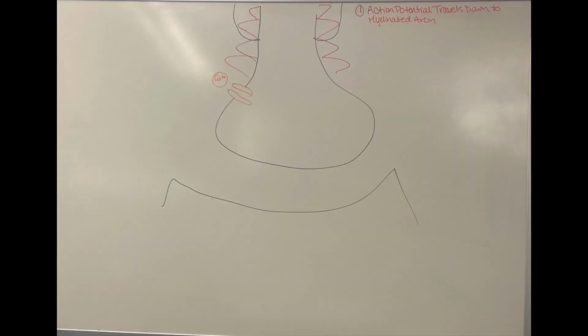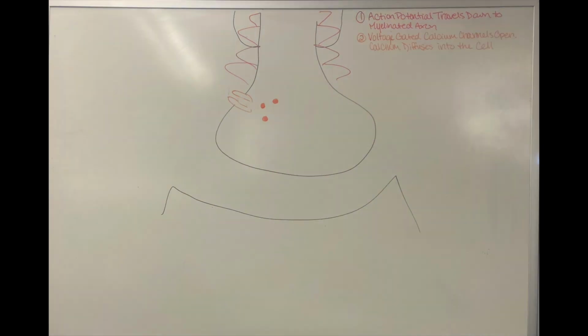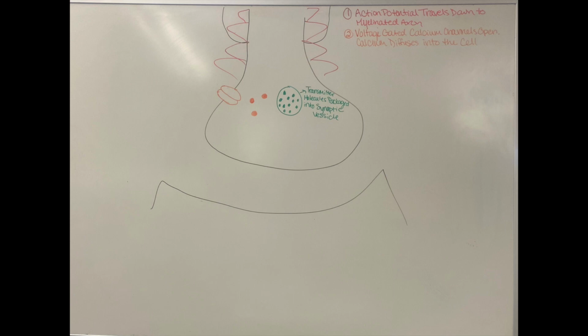Step 2. And now we have the voltage-gated calcium channels. The voltage-gated calcium channels now open and allow calcium to diffuse into the cell. Calcium binds to the synaptic vesicle that has transmitter molecules packaged inside.